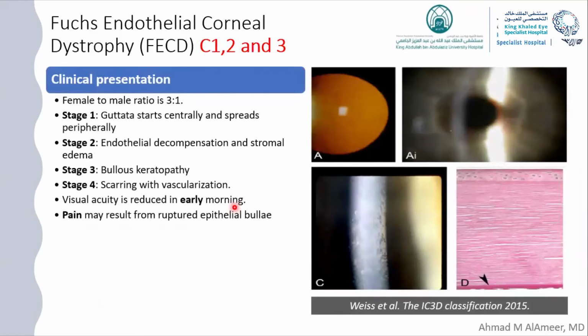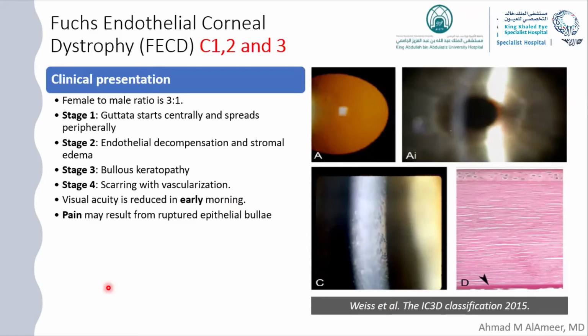It commonly happens in females, with a female to male ratio of 3:1, and it's staged into 4 stages. The first stage is guttata or central guttata, and that might spread peripherally. As in this picture, you can see the guttata, the black dots here in the endothelium. They are best seen with specular reflection. Some patients don't progress to other stages. They will stay in stage 1 for life.